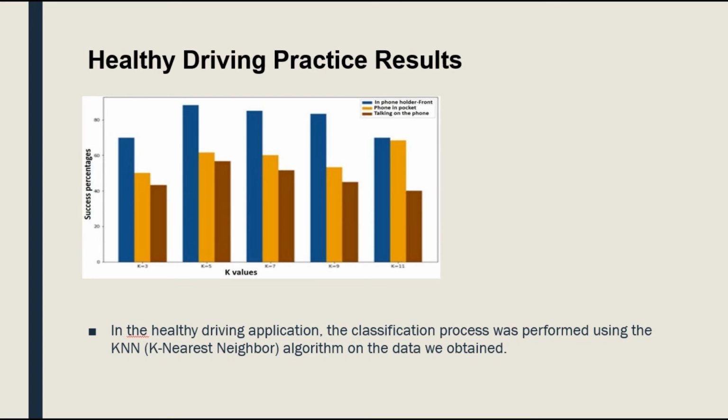In order to find the appropriate K value to be used in the KNN algorithm, the classification success of different values was tested and our specific results were obtained. With the data obtained by the accelerometer sensor on the smartphone, the classification process at a frequency of 1 Hz was performed with the algorithm we coded and analyzed by us by displaying it on the application.